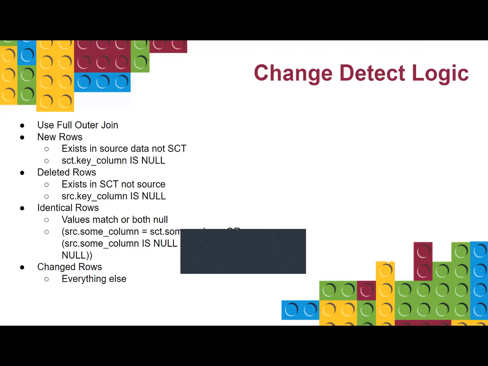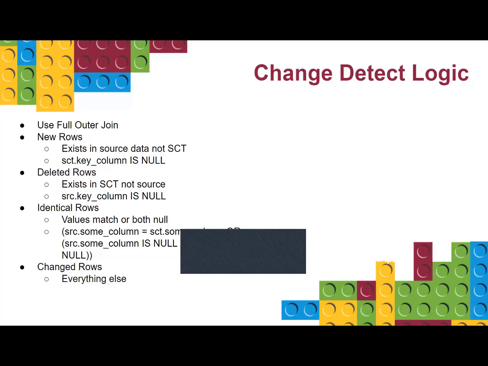Change detection logic. So this is kind of where all the magic happens. So we discussed you have the two inputs, right? Your source and your SCT current rows. You're going to join those on the business key using a full outer join because you want to capture everything from both inputs. New rows, this is going to sound like a bunch of words, but I promise they make sense. New rows exist in the source data, not the SCT, and the SQL equivalent is the SCT key column is null for that, because it didn't find a match against your SCT.